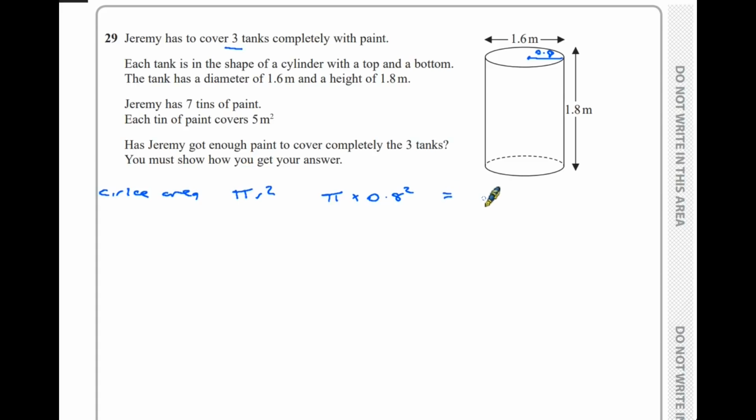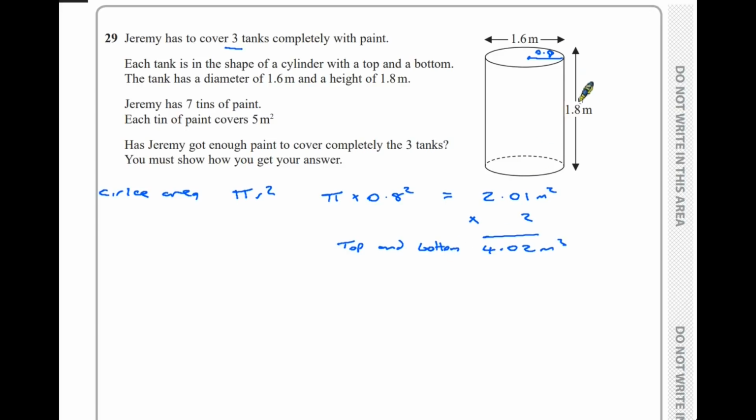This is the job for the calculator, and to 2 decimal places we end up with 2.01 meters squared. Let's remember there's a top and a bottom, so let's multiply that by 2 and we will get 4.02 meters squared. So that is the top and the bottom.